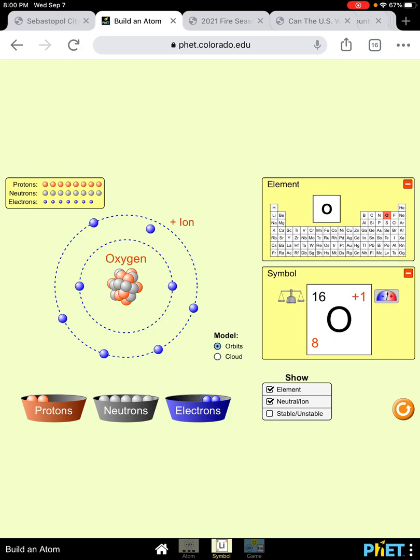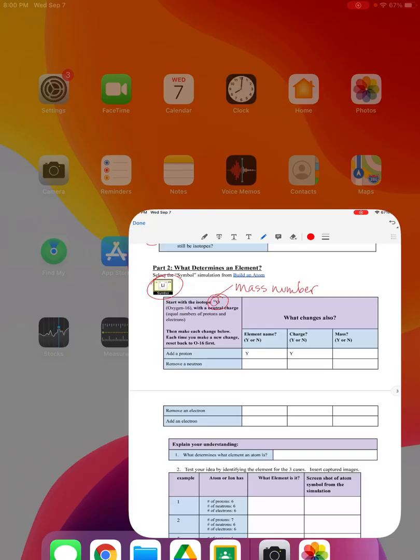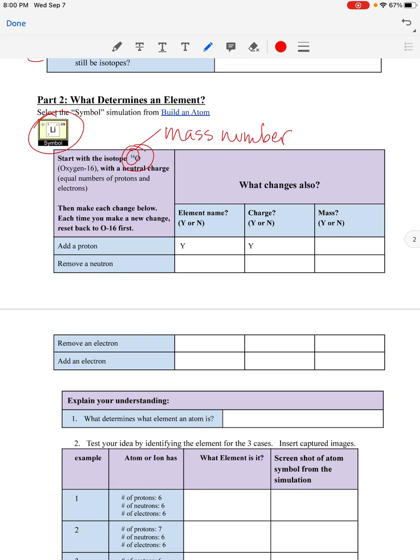Let's see, am I almost there? 2 more? Okay, so I'm going to start with a neutral oxygen 16 atom. And then I'm going to see what the instructions are. So first, oops, I accidentally put this in here. That should not be already in there. I gave you the answer already.